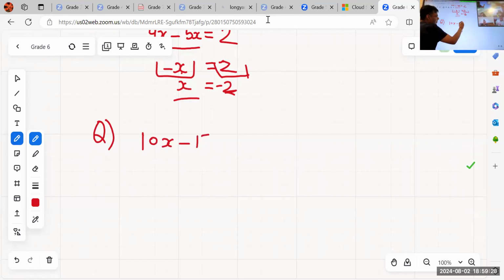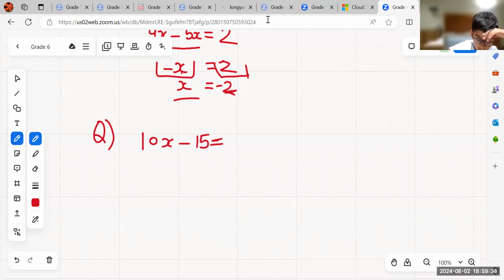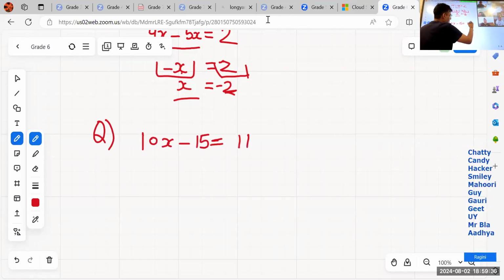So this question was once asked in your school exam, Sudhir. I remember it, not this question, but a similar question.